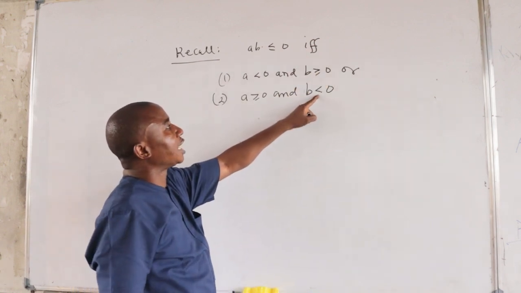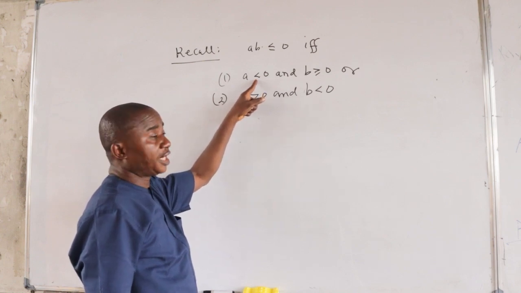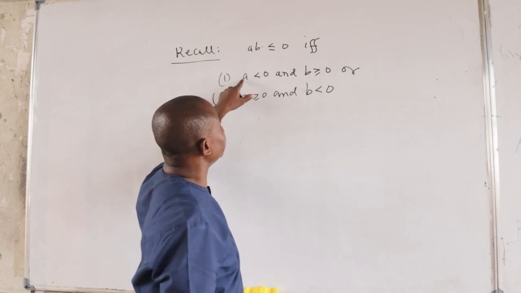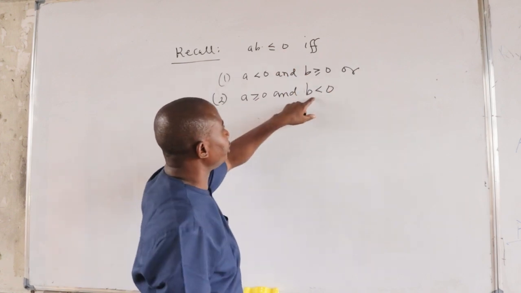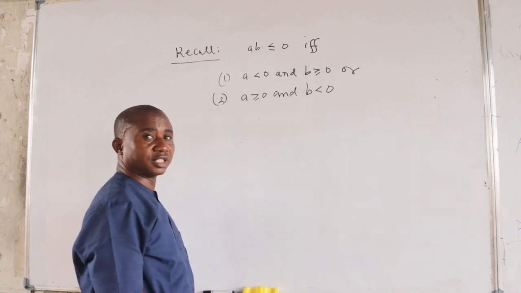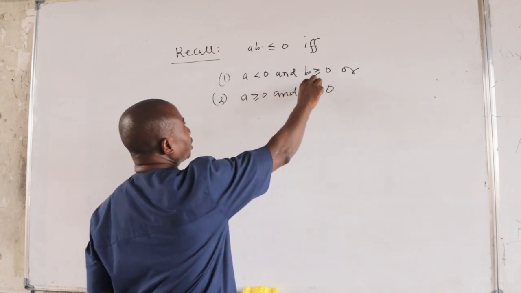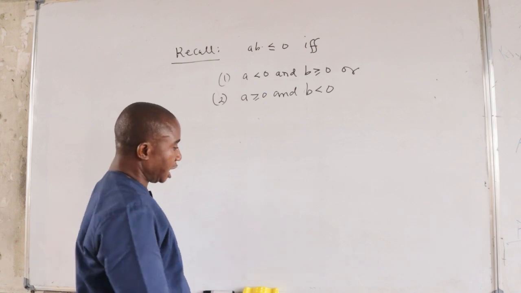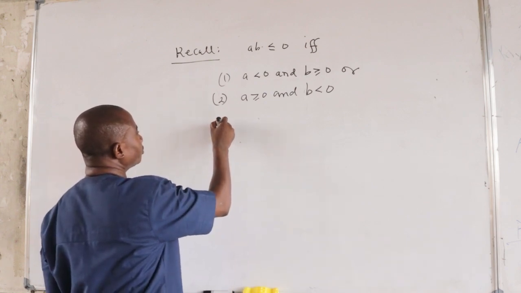Notice that we can also allow equality here, no problem. Because if a is 0 and b is 0, we have 0 multiplied by 0, which is again 0. So that is not an issue. These are the two conditions under which the product of two numbers is less than or equal to 0. And we have that situation on our hands where we want to solve this problem.